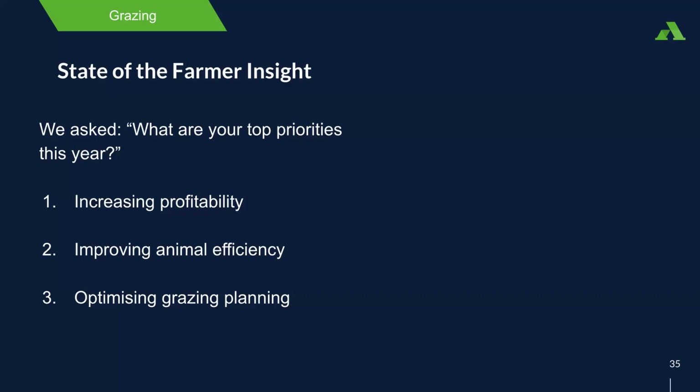That optimizing grazing planning was obviously up there as one of the top three. Improving animal efficiency, being able to manage your grazing obviously contributes to that. So we're really happy with those results, and it does make us feel like we are on the right track with that information and all the feedback we've been getting from customers through all of those channels that we collect the feedback from.